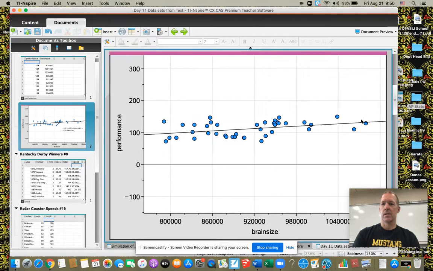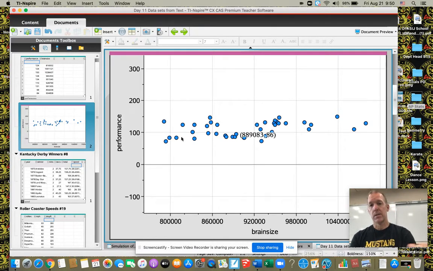Whoops, I think I can just delete it. So I'm going to get rid of that. If I would have shown you this in the beginning, you might have said, oh, look, it has a strong correlation. Why do I know that this doesn't have much of a correlation? Because if you look, the trend of this is very horizontal. It just goes straight across. It doesn't go up, it doesn't go down much.